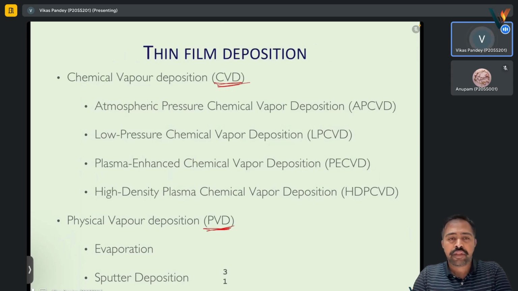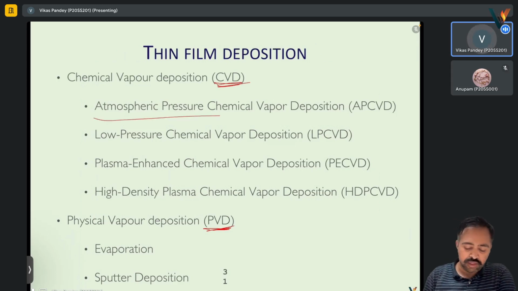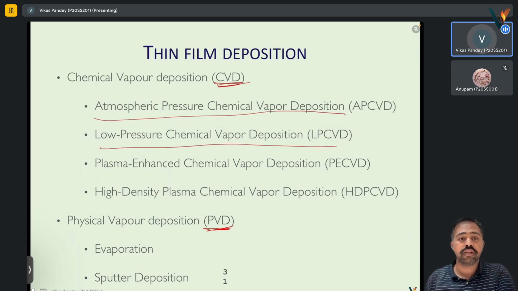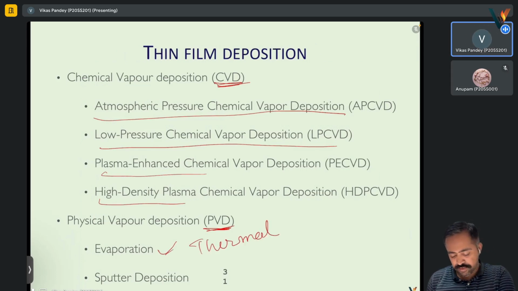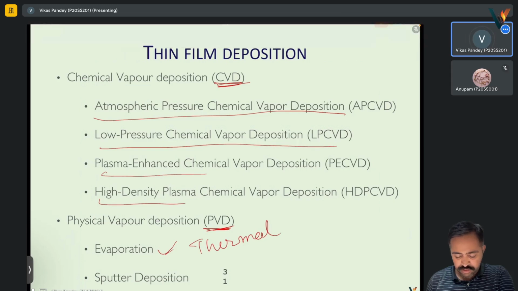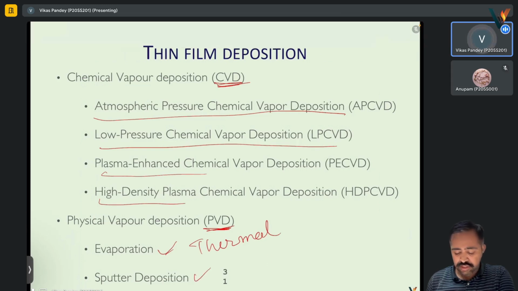There are different types of CVD methods, like atmospheric pressure CVD, low pressure chemical vapor deposition, plasma enhanced CVD, and high density plasma CVD. Although there are many PVD and CVD methods, these are the common ones. Like in PVD, there is thermal evaporation and sputter deposition, in which argon plasma is used for the deposition.